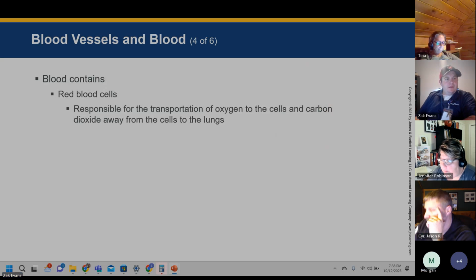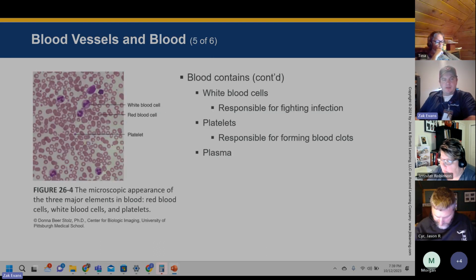All right. Blood contains red blood cells. That's the responsible party for transportation of oxygen to the cells and carbon dioxide away from the cells to the lungs. And here's a cool little picture of those red blood cells. And they actually look like little donuts. That is 100% what they actually look like. White blood cells are responsible for fighting infection. Platelets are responsible for forming clots. And plasma is some of that other liquid that's mixed in with the blood, okay?